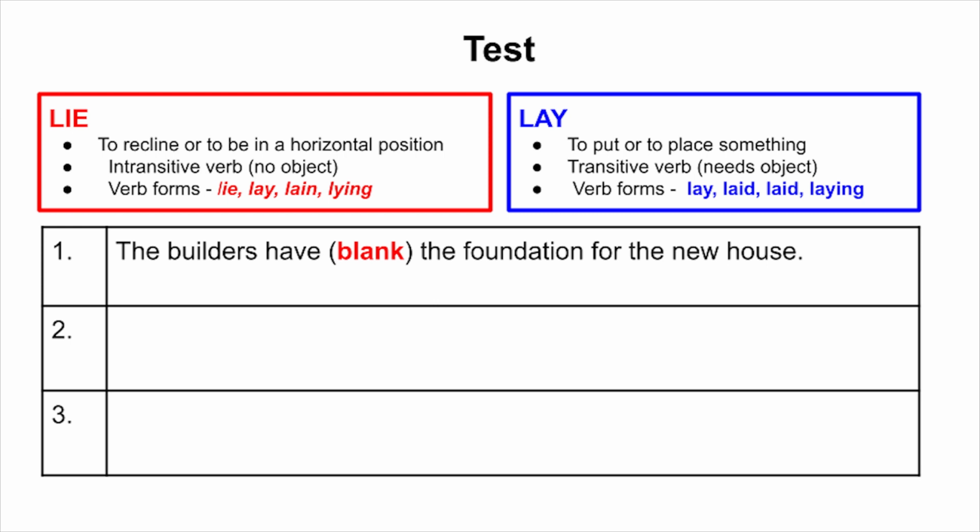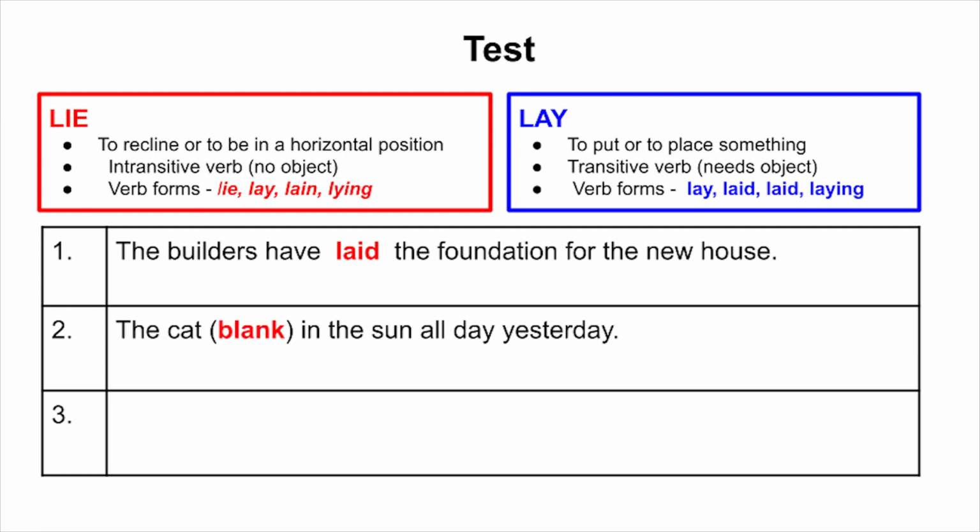Secondly, we could ask, is there an object in this sentence? Yes, there is an object. The foundation is the object. So the verb is a transitive verb, which means the answer is a form of the verb lay. Now that we have identified which verb is required, let us now ask what tense is the sentence in. The builders have. Have tells us we need the past participle of the verb lay. So our correct answer will be laid. The builders have laid the foundation for the new house.